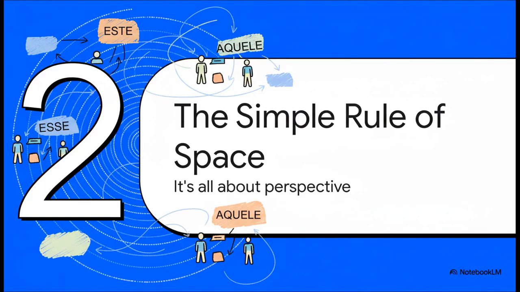And here's the secret. The pattern is actually so simple. The thing is, it has absolutely nothing to do with exact distance. I mean, you can forget about feet or meters. It's all about perspective. That's it. It's about where the object is in relation to the people who are actually talking.